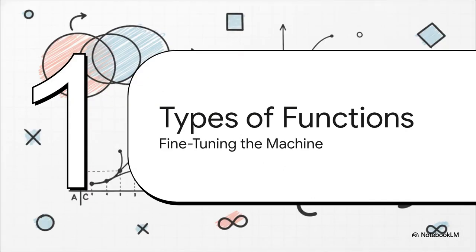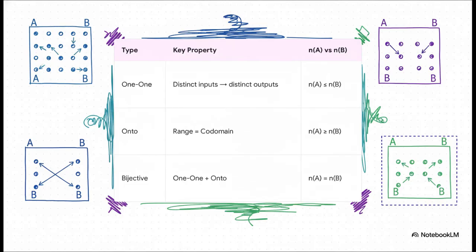But even within this world of precise machines, there are different models. We can fine-tune our functions to have even more specific and really useful properties. And this table gives us a fantastic summary. A 1-1 function means that no two different inputs will ever point to the same output. It's a perfect pairing. An onto function guarantees that every possible output is actually used at least once. Remember our menu analogy? Nothing is left unordered.